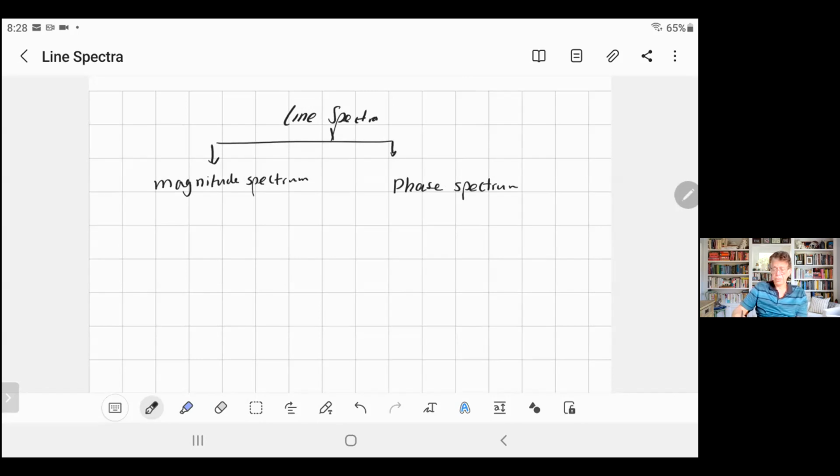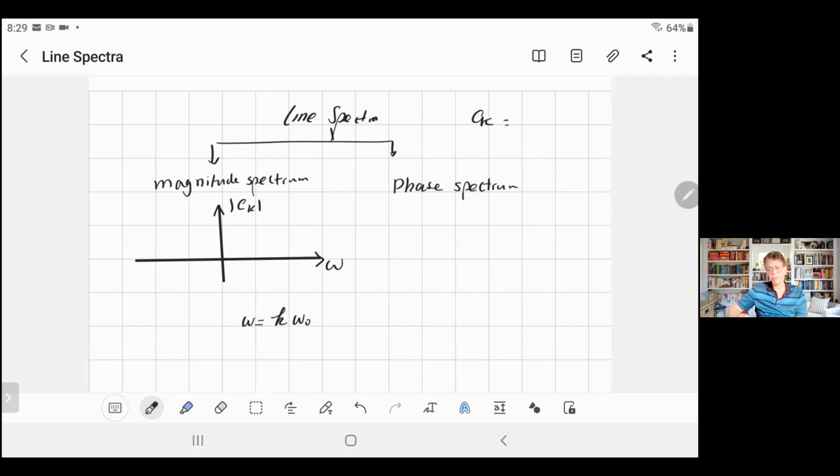Both graphs are plotted against the frequency. So the one for the magnitude, we sketch the magnitude of CK. What is CK? CK is the coefficient of the exponential Fourier series against omega. What's omega? Omega is equal to K omega naught. What's omega naught? Omega naught is the fundamental frequency, and K is an integer from minus infinity to infinity.